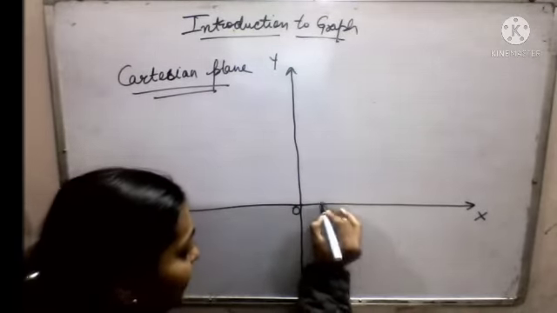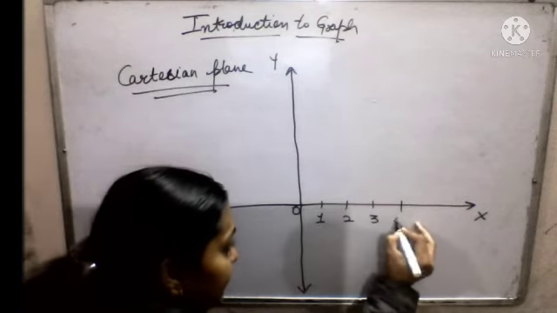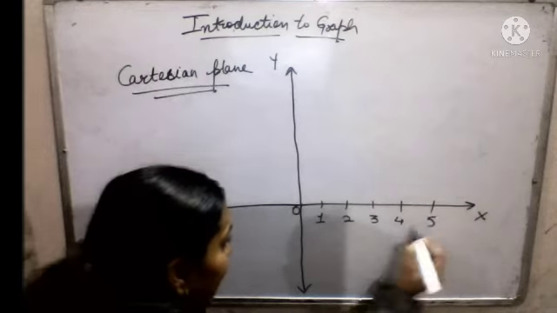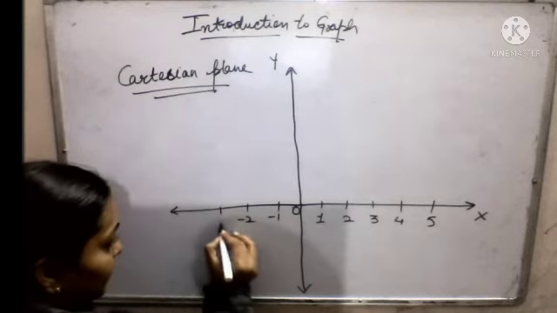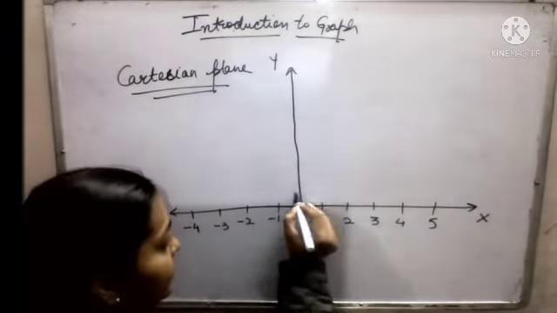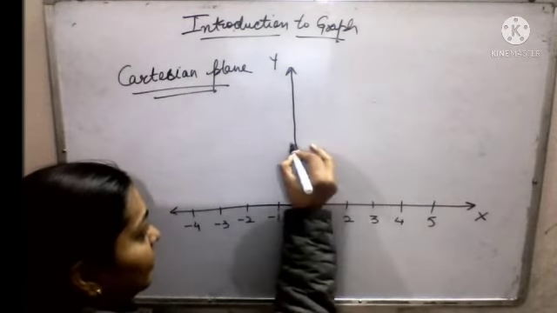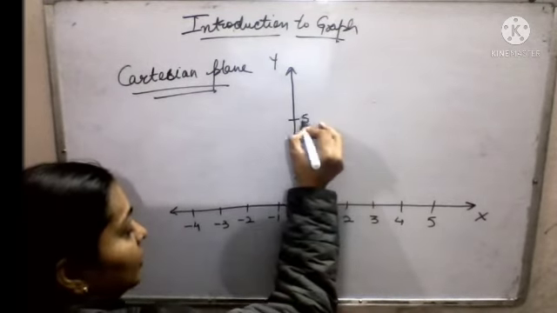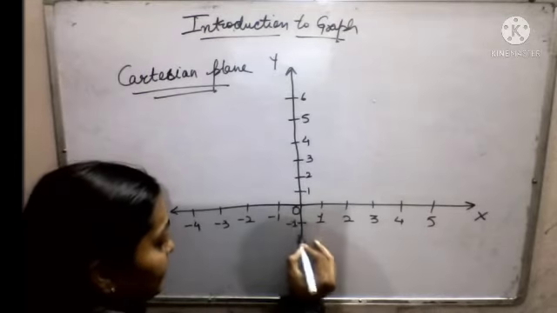Now you can see when we plot points on the x-axis, these will be positive points, and here they will be negative points. Same is the case for the y-axis. Upwards we will draw the positive points, and downwards we will draw the negative points.